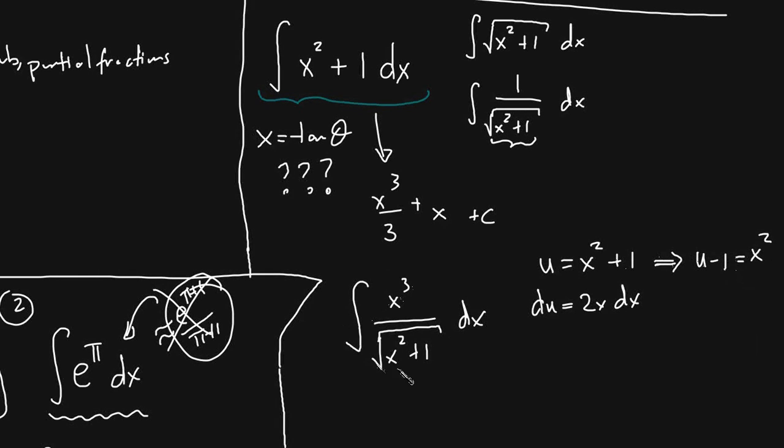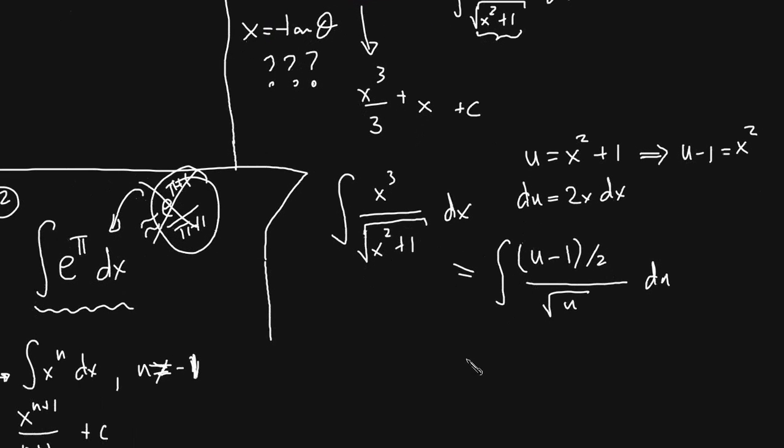So this integrand really just becomes, right, what does it become? It just becomes u minus 1, that's my x squared, divided by 2, right? That gets me my x dx, which is now basically my x cubed. And then all of this again divided by the square root of u du. So then if I wanted to clean this up a little bit, I can clean this up by writing this as u minus 1 over 2 square root of u du.